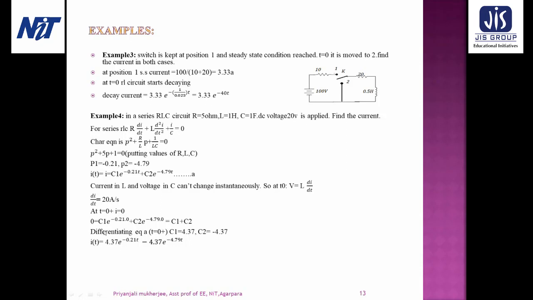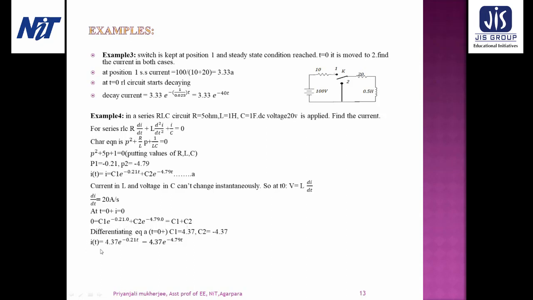So comparing this, we can find that C1 into e to the power minus 0.21 into 0, that means as t is equal to 0, it becomes 1. So it is actually equal to C1 plus C2. Differentiating this equation at t equal to 0 plus, we get C1 equal to 4.37 and C2 equal to minus 4.37, because C1 plus C2 becomes 0.